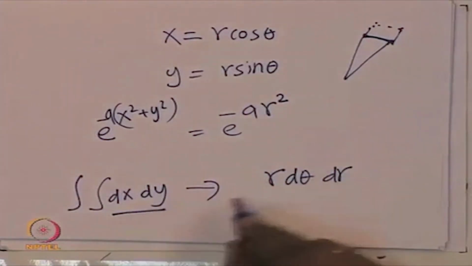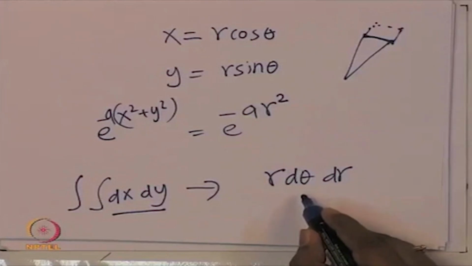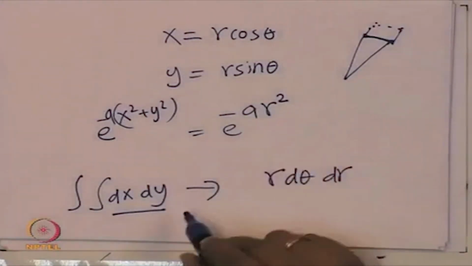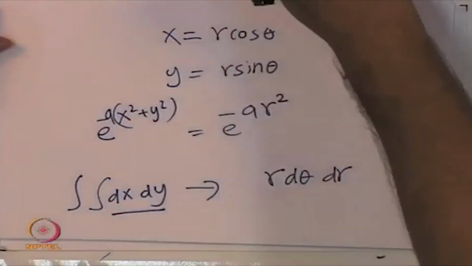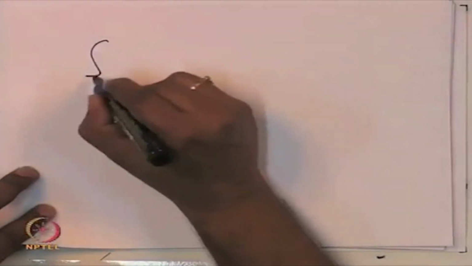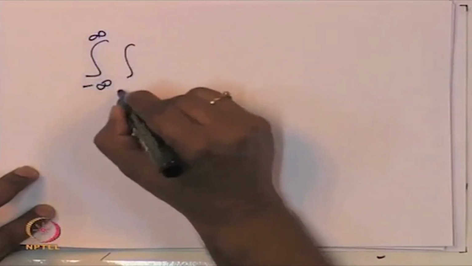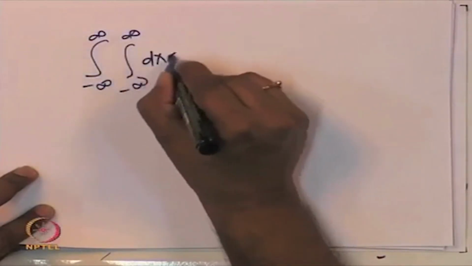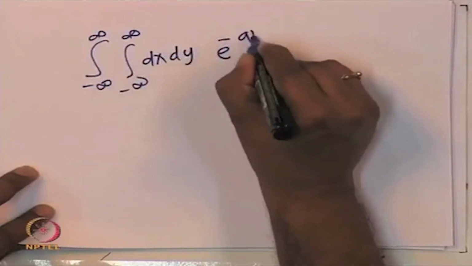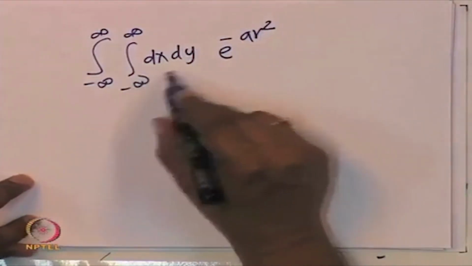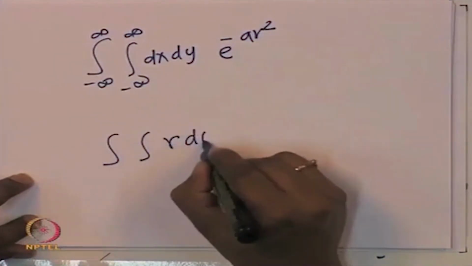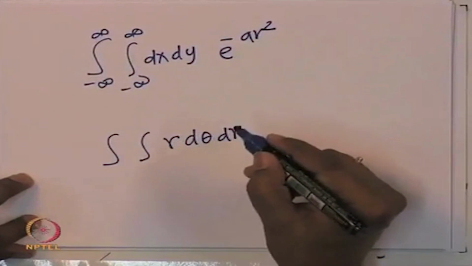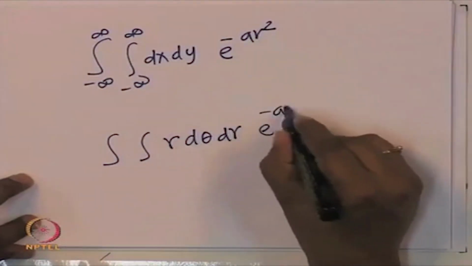So, dx dy will go to r d theta dr, and x square plus y square will go to r square. So, this integral we can rewrite. The integral we have now is the integral from minus infinity to infinity of dx dy e power minus a r square, where dx dy we convert into r d theta dr, e power minus a r square.